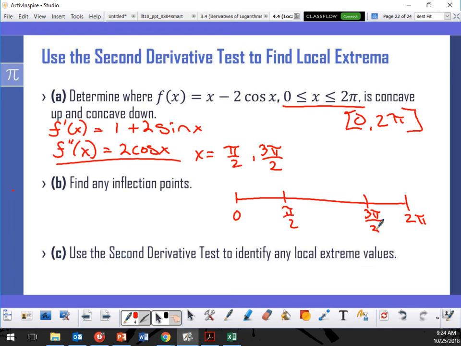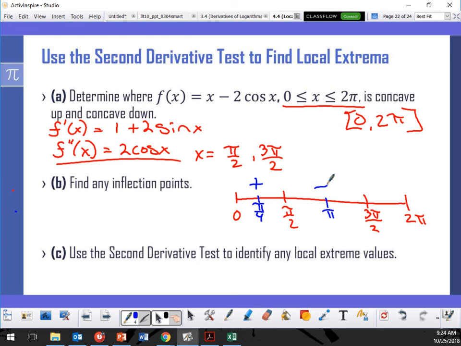If I'm going to plug in, let's say, pi over 4, because I know pi over 4 is right here, that's going to give me a positive, isn't it? That's a positive. Okay, so now next one. Let's plug in pi. Plug in pi, that gives me -1, so that's a negative.